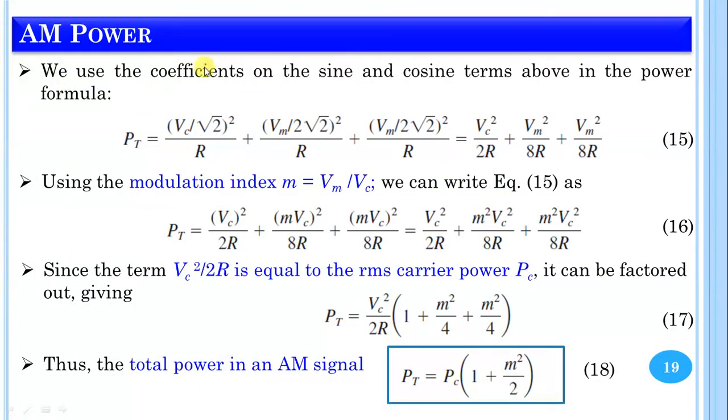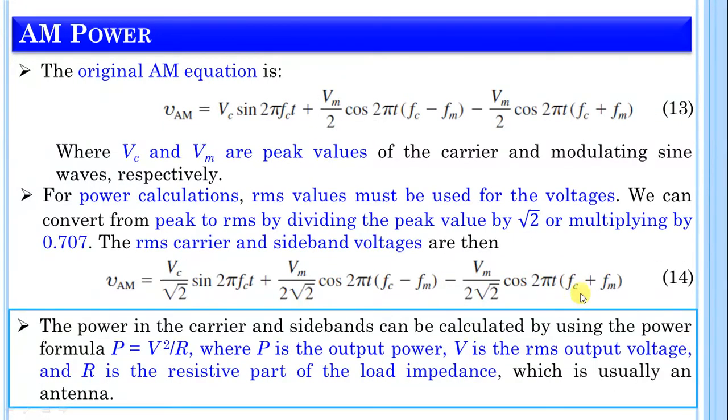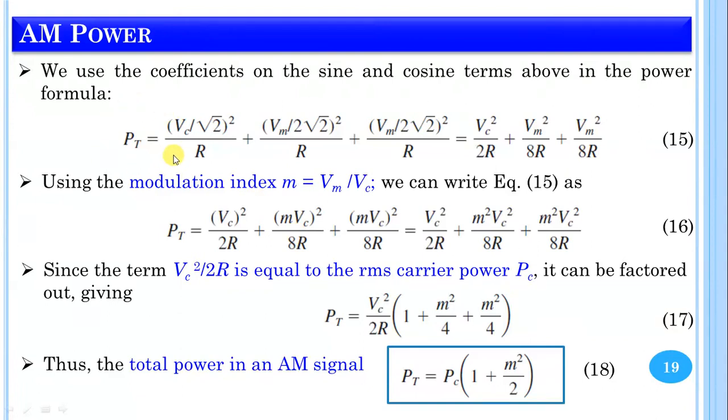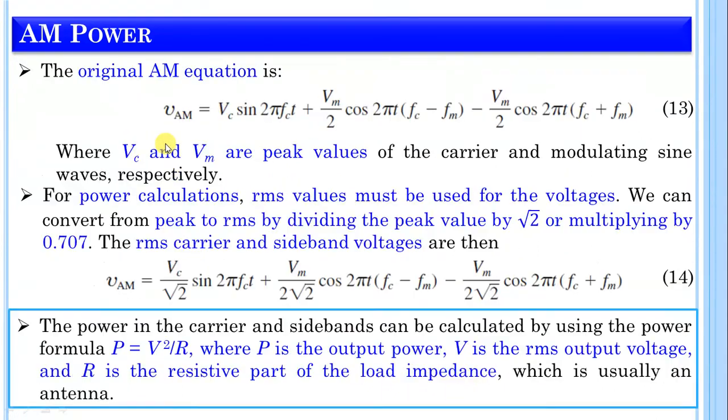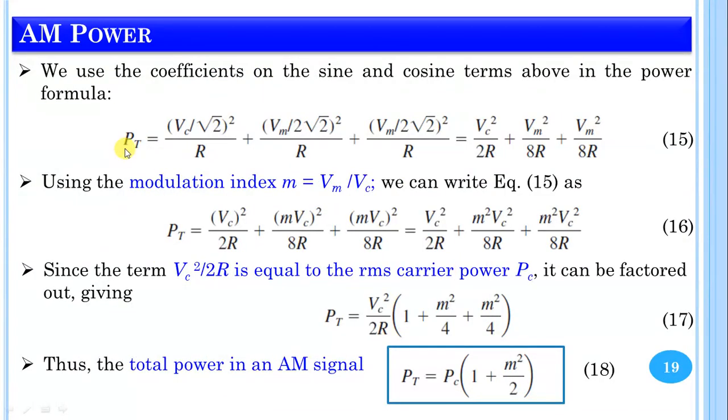So we use the coefficient of the sine and cosine terms above in the power formula. So simply we can calculate the total power PT, which is equal to V square by R, where V is the RMS voltage and R is the resistance. Then it is called power. So we are calculating for the carrier, for the lower sideband as well as for the upper sideband, and the calculated total power PT is equal to Vc square by 2R plus Vm square by 8R plus Vm square by 8R.